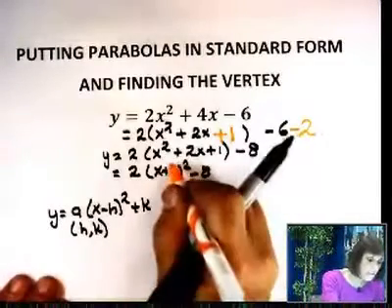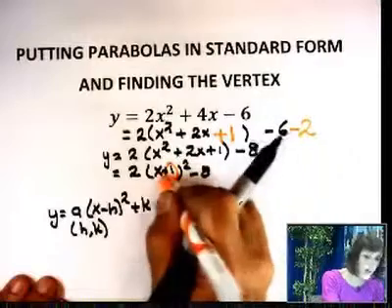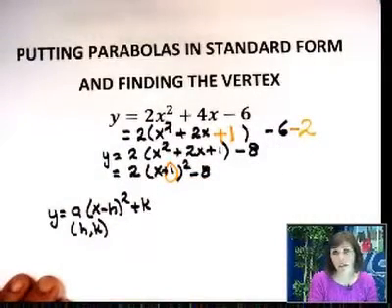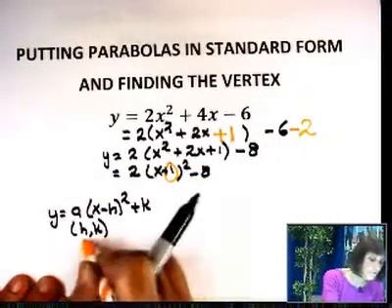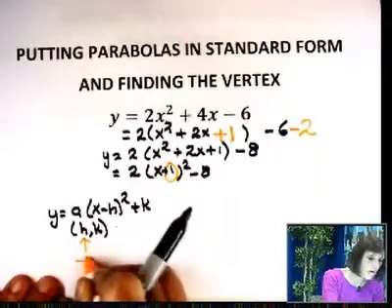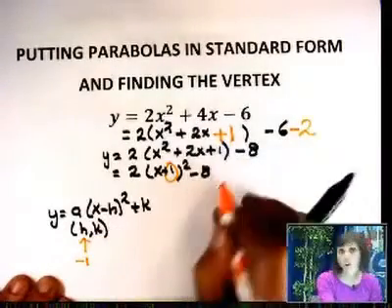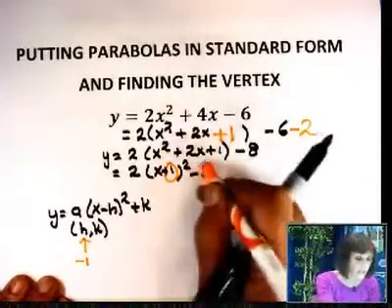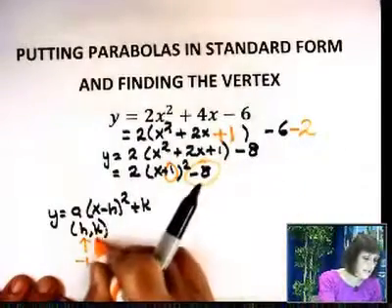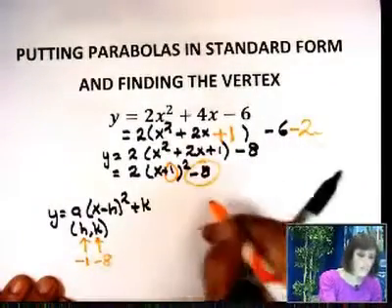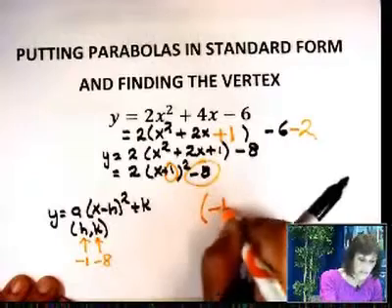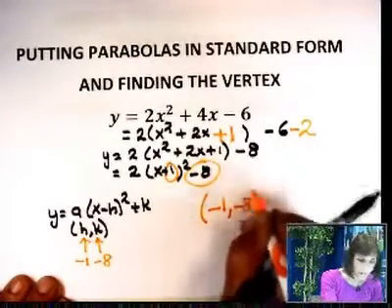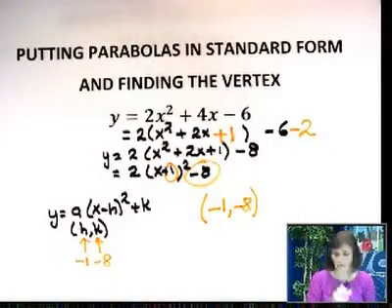So let's look at it. H is +1. Remember, like before, if it's positive, you write negative. So my h is -1. What's the k? You don't reverse the signs for the k. K is here. That's -8. So where's my vertex? Vertex is at -1, -8. Does it make sense?